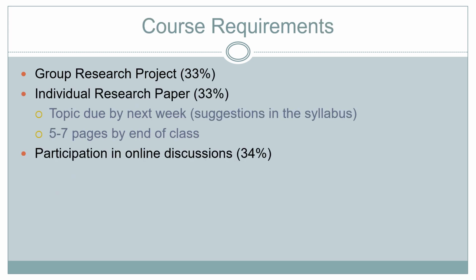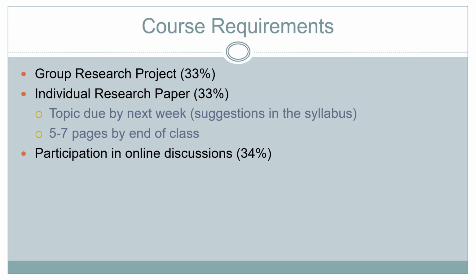So the course itself is divided into three major areas that you'll be asked to contribute. The first is a group research project, which is 1/3 of your grade. The second is an individual research paper. I would ask that you give me a topic by the end of next week, and that is a 5 to 7 page, fully researched paper on that particular topic. There are suggestions for the paper in the syllabus, although if you have an idea that goes beyond those suggestions, feel free to bring that up and we can discuss it.